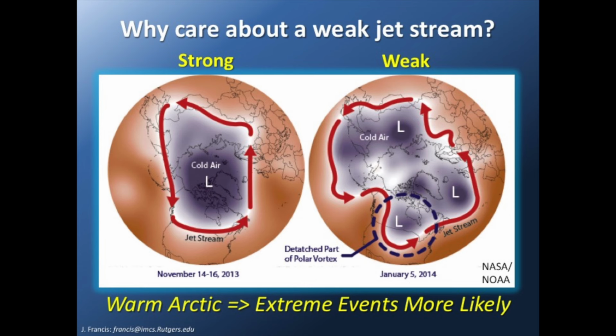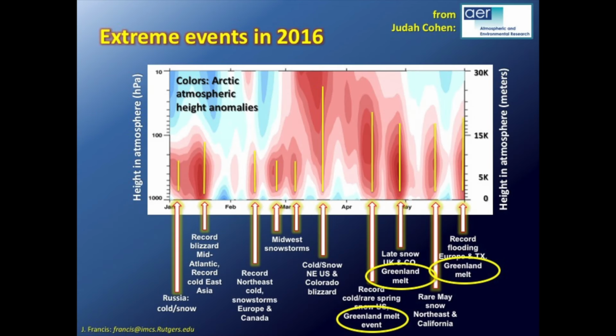So when the Arctic is very warm, we tend to see this kind of a pattern showing up. And that leads to the kinds of extreme events that we've been observing in the last few years in particular. So let's take a look at some of the extreme events that have occurred this year and how it relates to what's been going on in the Arctic. And this is work that's been done by Judah Cohen at AER.